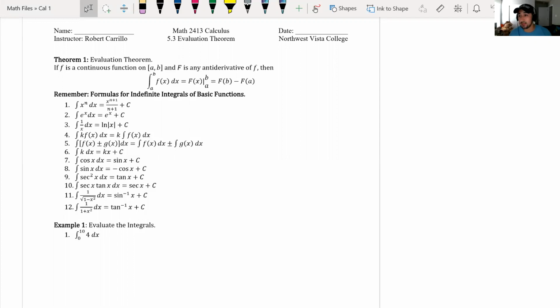And you see that there is no C. There's no constant of integration when using the evaluation theorem. So just plug in b, plug in a, boom, good to go. The formulas still stand: power rule, e to the x, 1 over x, constant, addition, subtraction, cosine, sine, secant, all that good stuff. Those are all the formulas from 4.7 that I left on the paper. So let's try it out.